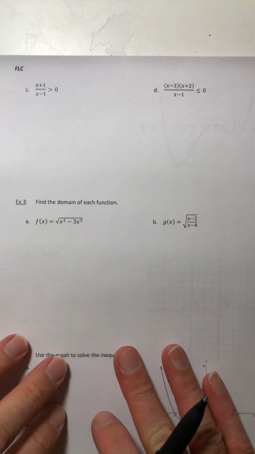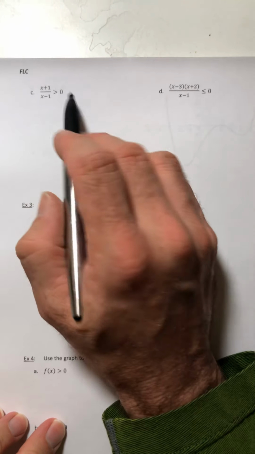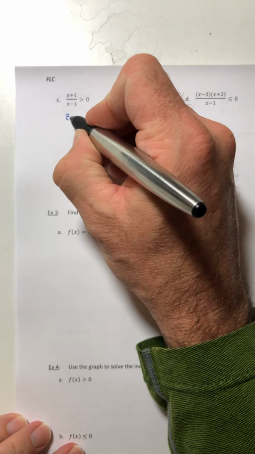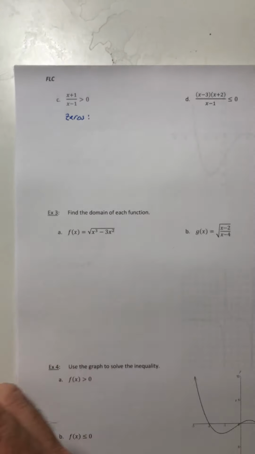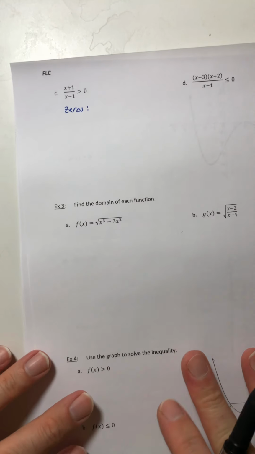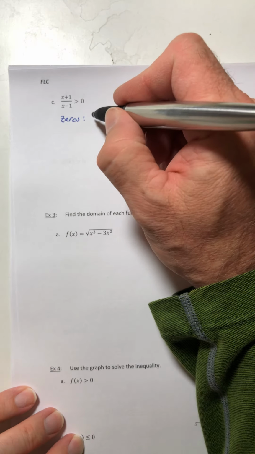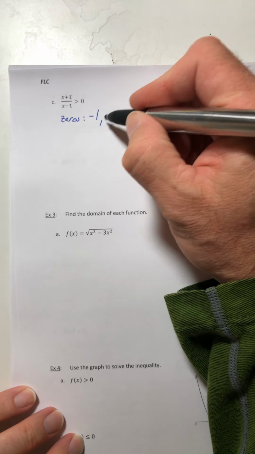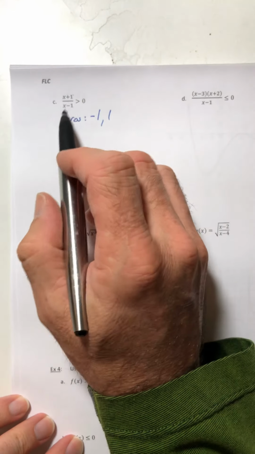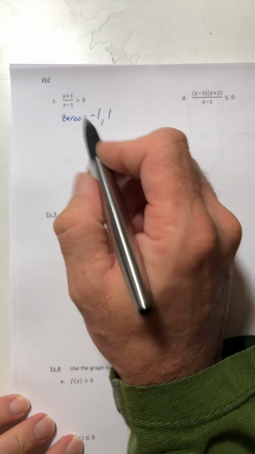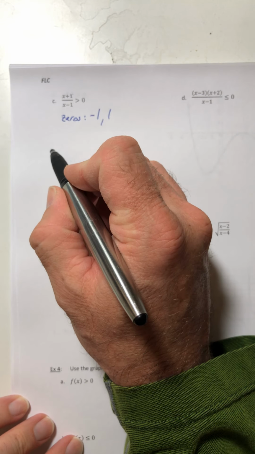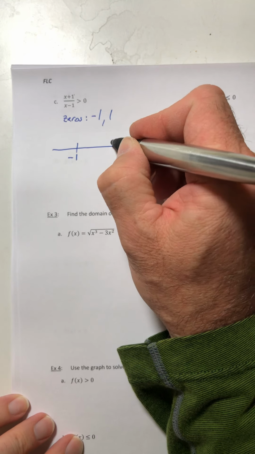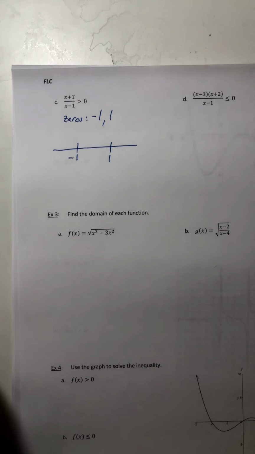Okay, let's try some other ones. All right, so now we have a rational inequality. So again, just get your zeros. It's whatever makes the top 0 and also what makes the denominator 0. So -1 from the top, +1 from underneath. And same thing, you don't care if it's rational or a polynomial, just get your zeros, set up the number line, and get your test numbers.